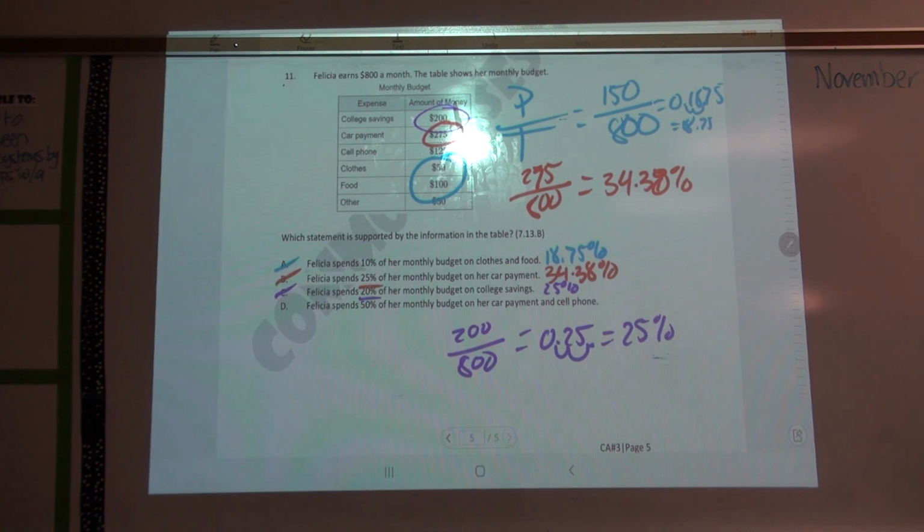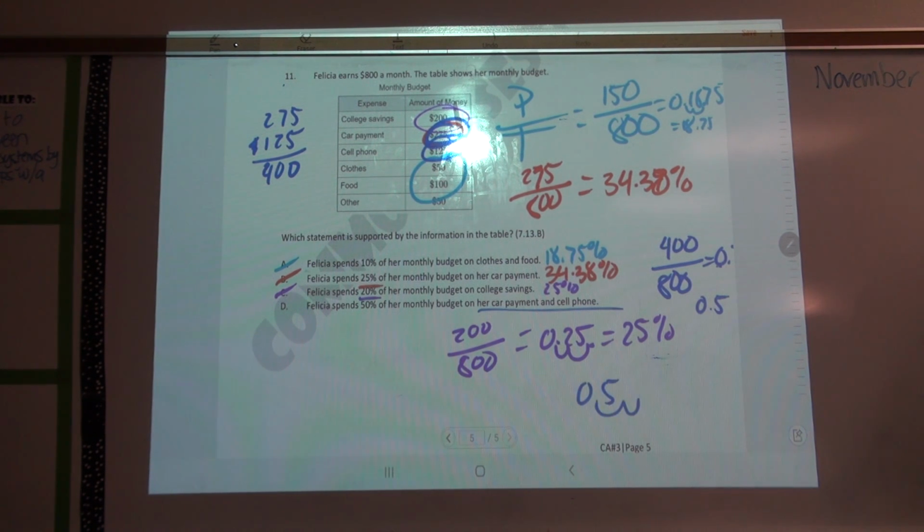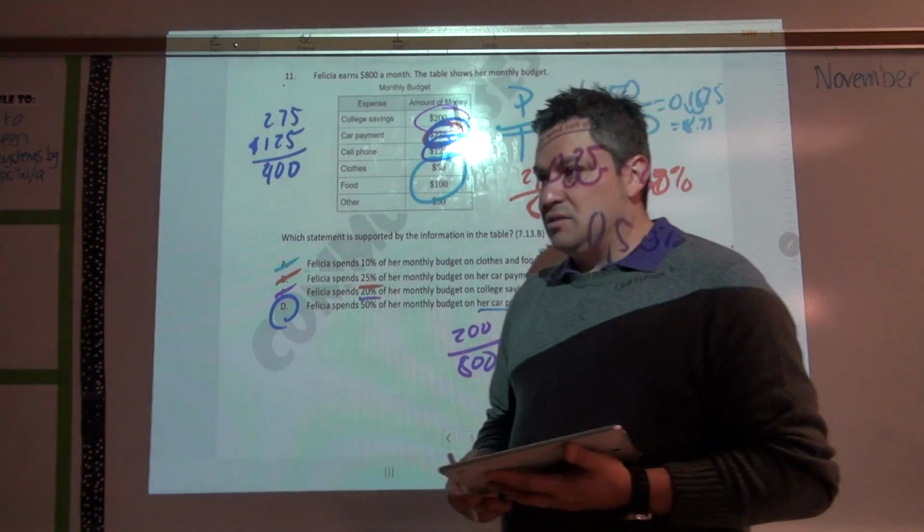The last one says car payment and cell phone. So I have car payment and cell phone, 275 and 125. That is 400, right? So again, 400 over 800 equals 0.5. This is a half. If you simplify, you get half. So 0.5 is 50%. Is that what it says right here? Yes. Does that say 50%? Yes.